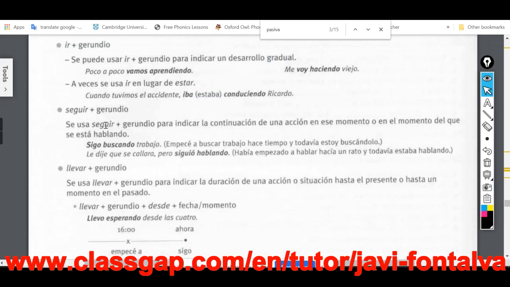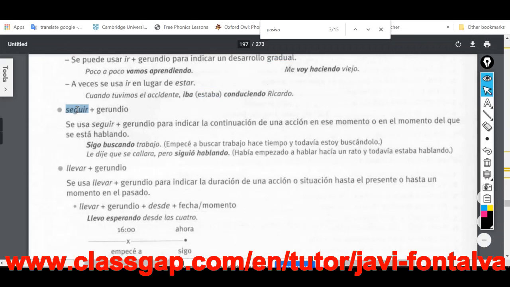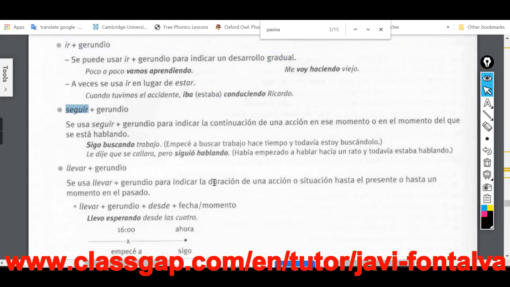Now, you can also use this in another expression we use a lot, with seguir. So seguir is a common verb in Spanish. Seguir means to follow. But most of the time, we use it with another meaning. We use it with the meaning of still or keep. Especially when you use a gerund, in English you would say it's still, so it's like something is still happening.